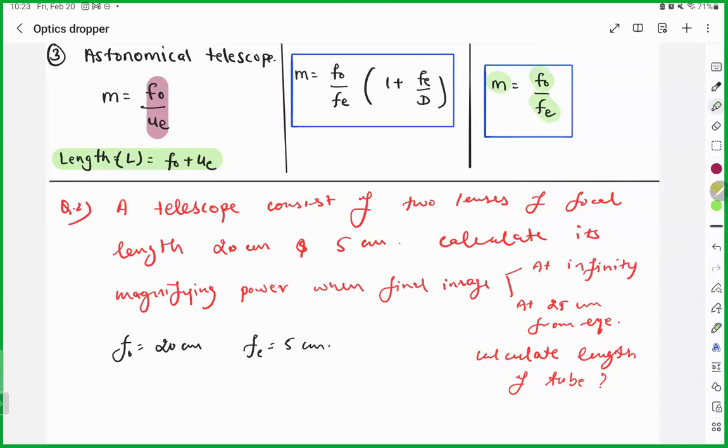Imagine, because sometimes they can ask a theoretical question. If you want to see a bigger picture of the planet, how should you adjust the focal length of the eyepiece and the objective lens? For the eyepiece it should be less, and for the objective the focal length should be more.